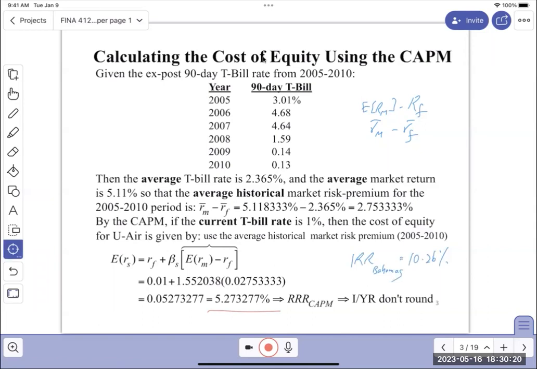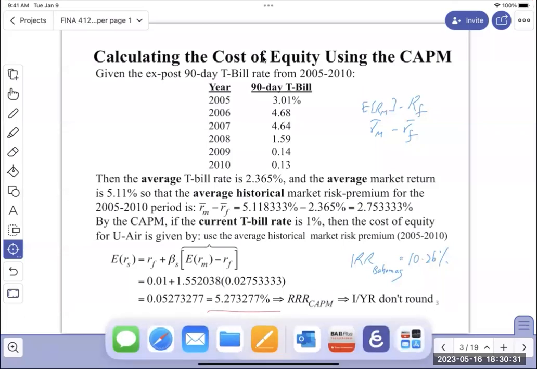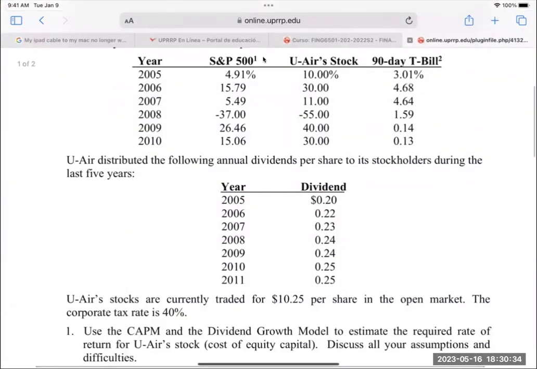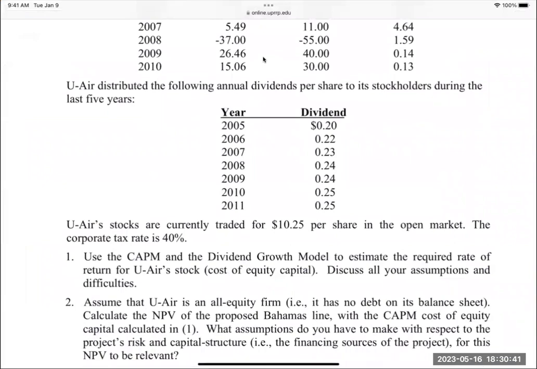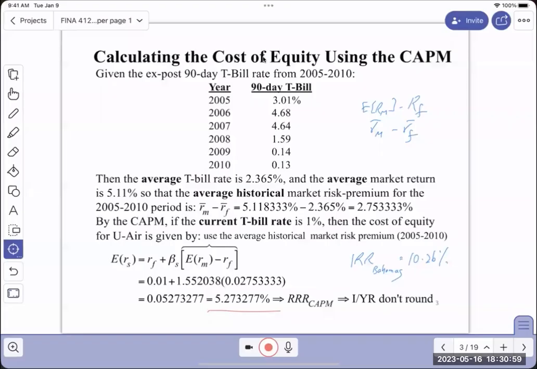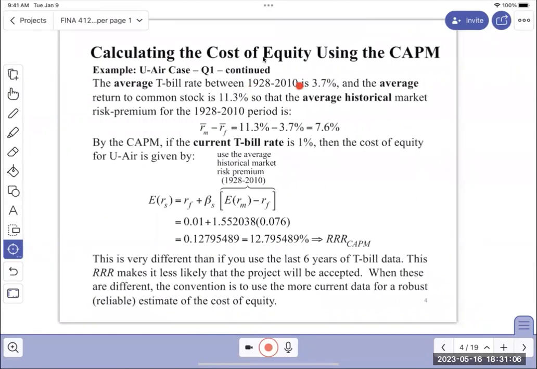Okay, so what I asked you to do on your case part 2 is to use the dividend growth model as well to estimate the required rate of return. But before I do that, I am going to introduce all of the historical data to see if I get a different result. What if I used all the historical data, not just the last 6 years? So I'm going to go back and use all the data between 1928 to 2010.